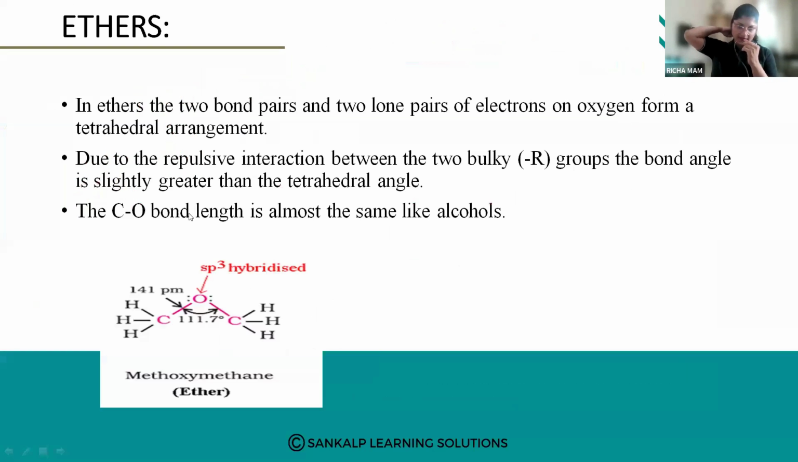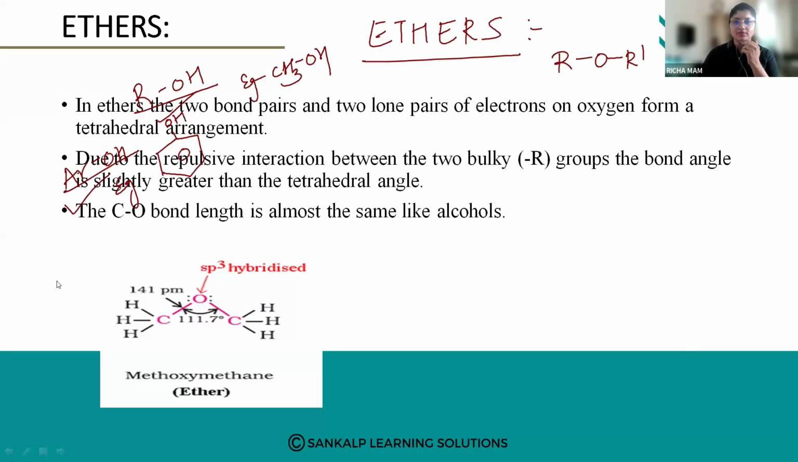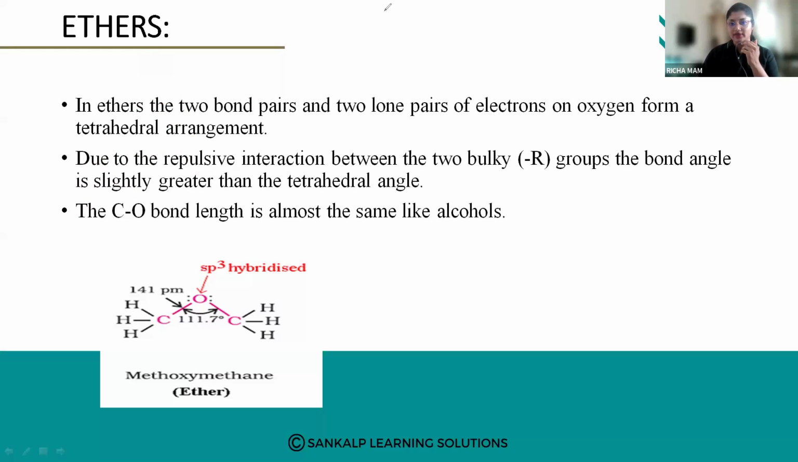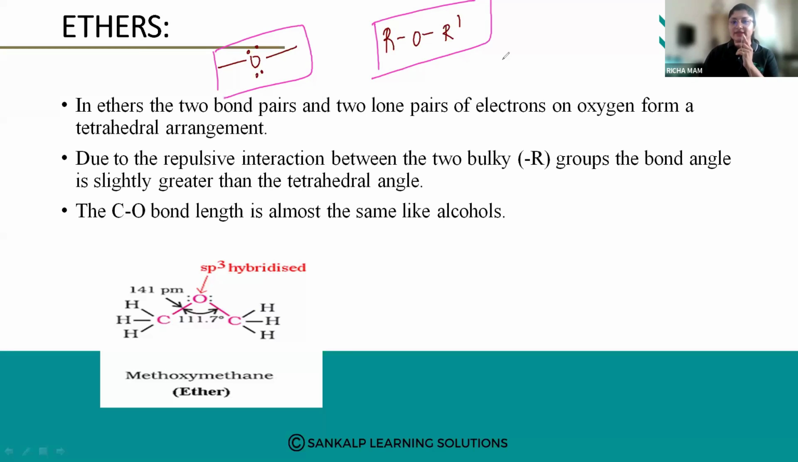So what are these ethers? Ethers are organic compounds, generally given as ROR dash. These are organic compounds which have an O linkage as the functional group. So this is the functional group, and this is the way they are generally represented.